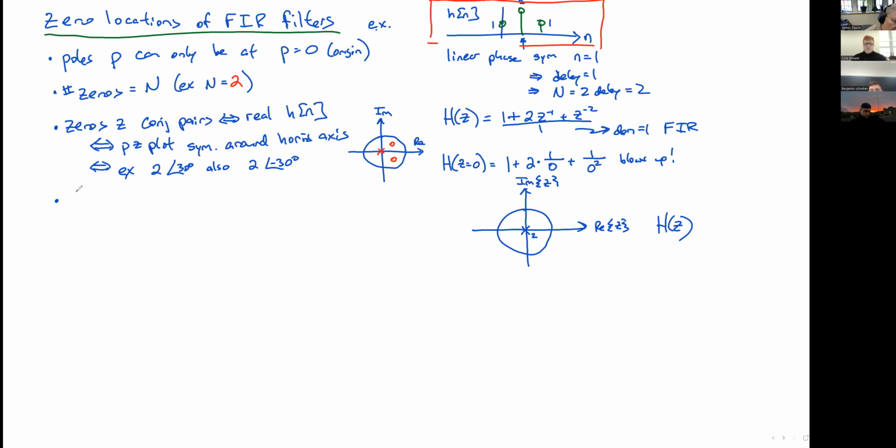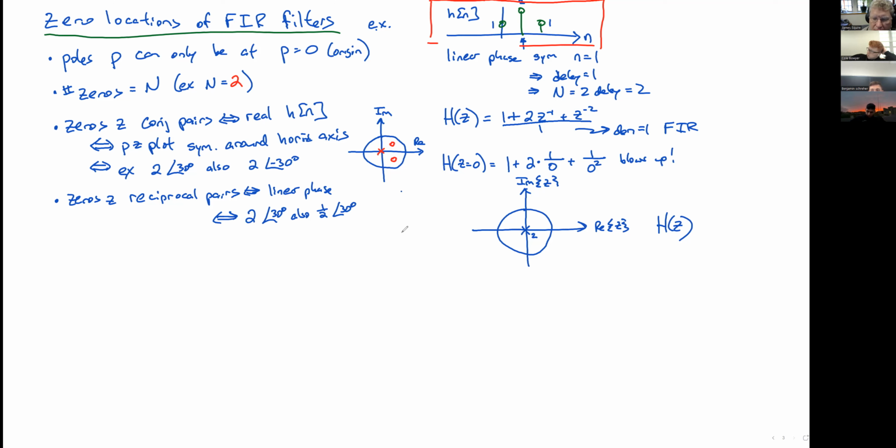Here's where it gets tricky. The zeros also appear in reciprocal pairs, and that's a new concept for us. And when you see that, it means it's linear phase. As an example of what I mean by that, if you've got a zero at 2 at an angle of 30, you also have one at 1/2 at an angle of 30.